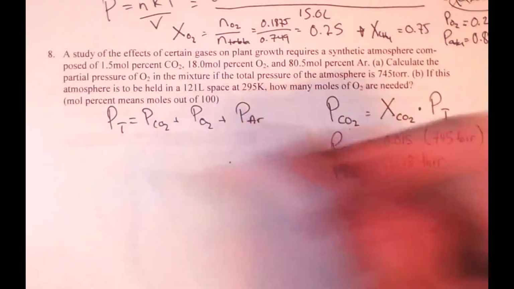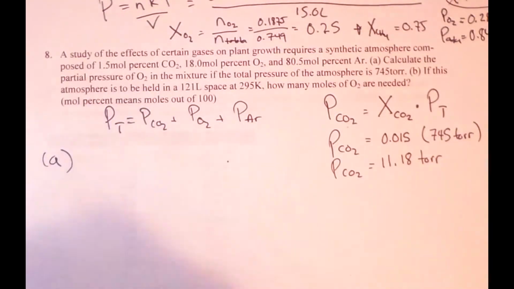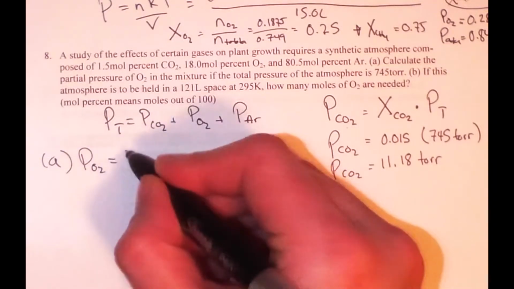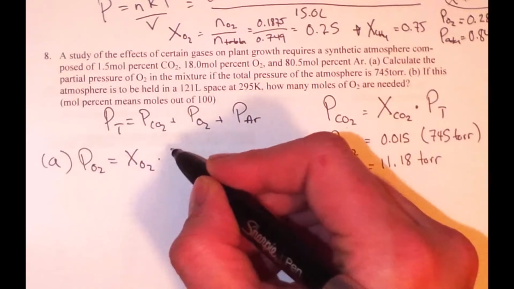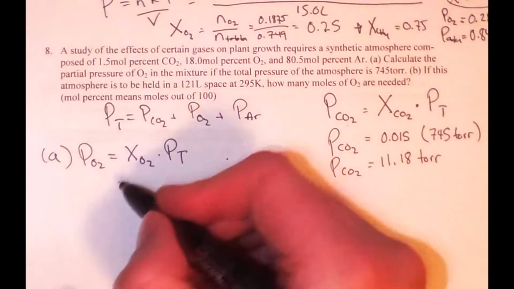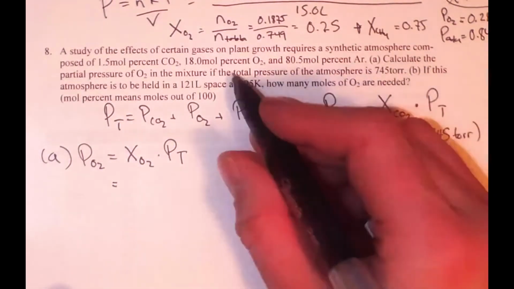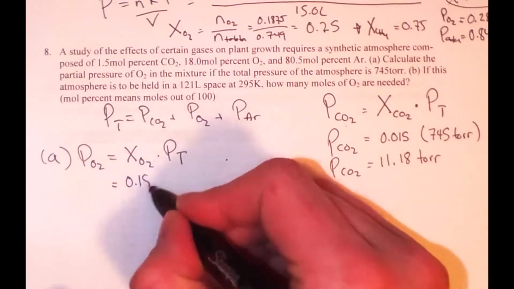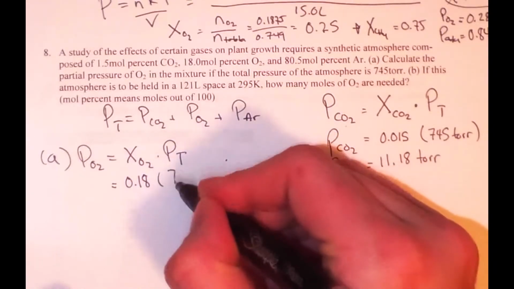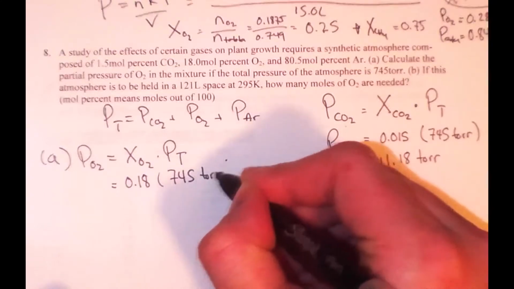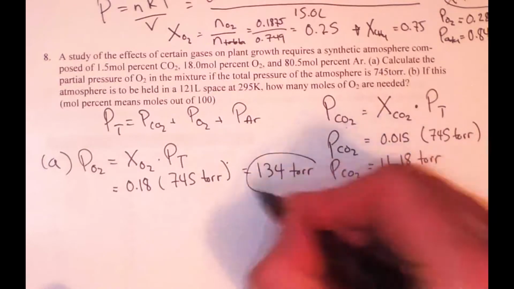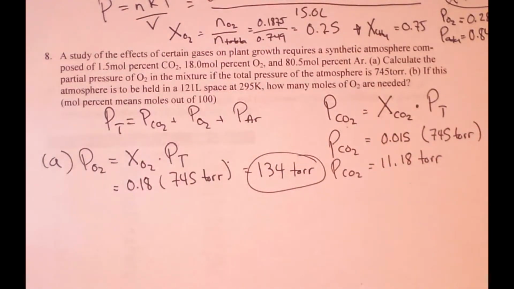So for part A, it says calculate the partial pressure of oxygen. Well, the partial pressure of oxygen is equal to the mole fraction of oxygen times the total pressure. So again, that's 18% turned into a decimal times 745 torr. And that means this is equal to 134 torr, and that's the answer for part A.